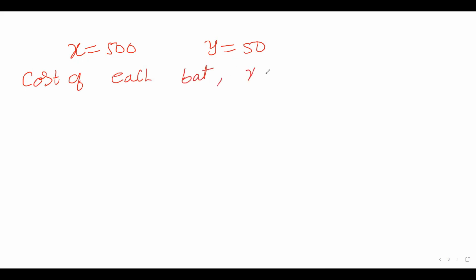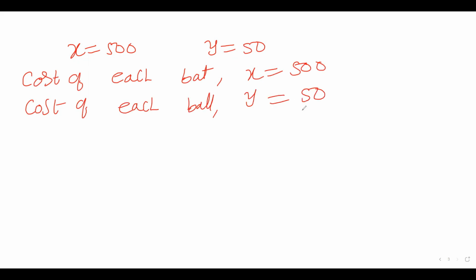So x is equal to 500, y is equal to 50. The cost of each bat was taken as x and we got the value as 500. The cost of each ball was taken as y, so the value is 50. That's it.